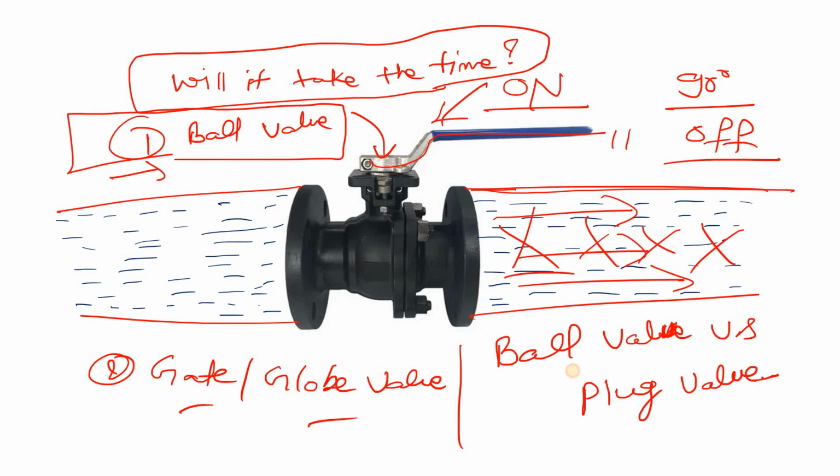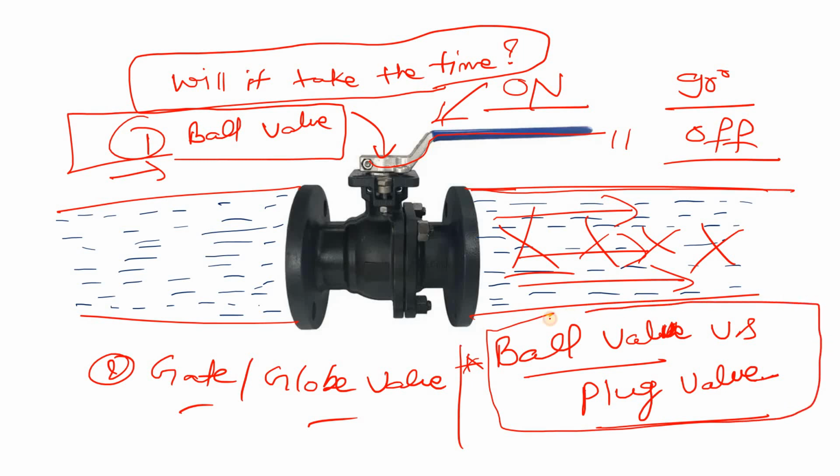Now here one question could arise: sir, the ball valve and plug valve are both quarter turn valves, both are rotary valves, so why do we not use the plug valve instead of the ball valve? You have to give me the answer to this question in the comments box, because we have already covered the difference between ball valve versus plug valve in our previous videos. You can also check out that video, or if you know the reason, please let me know in the comments box.